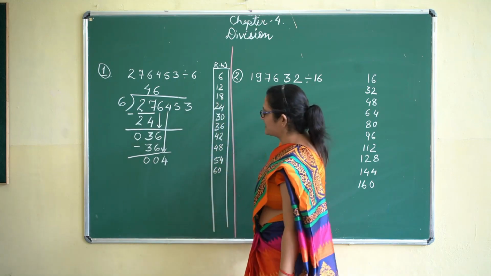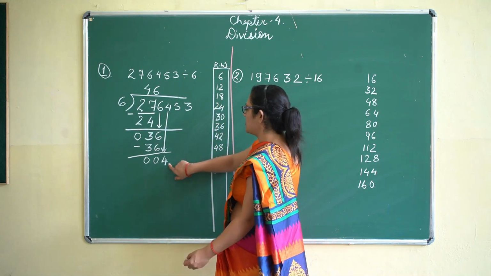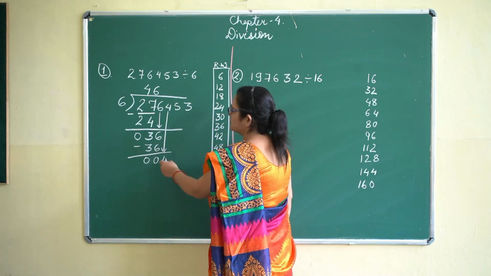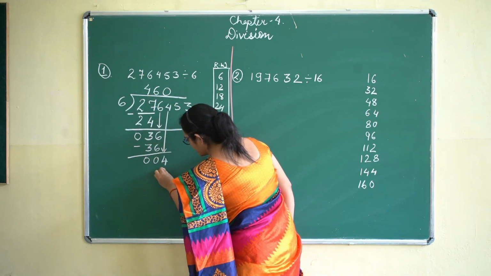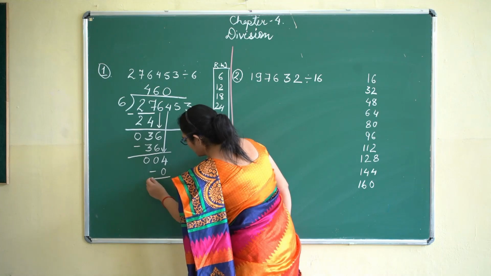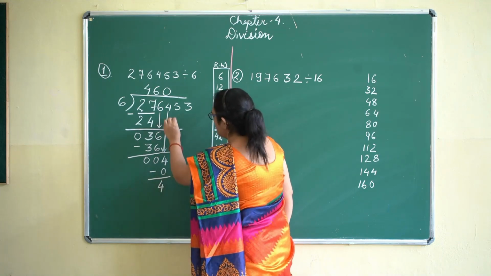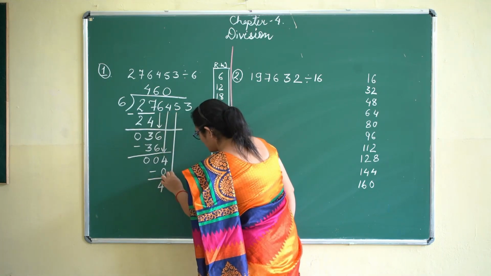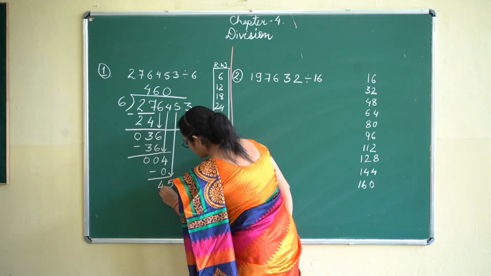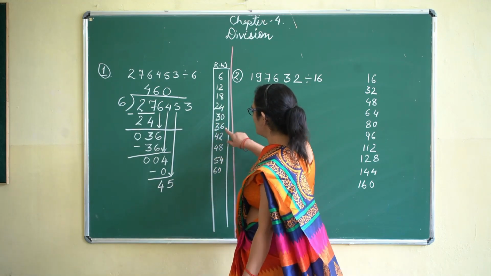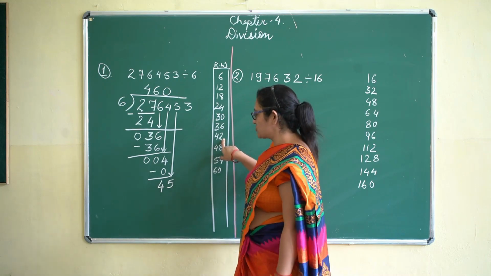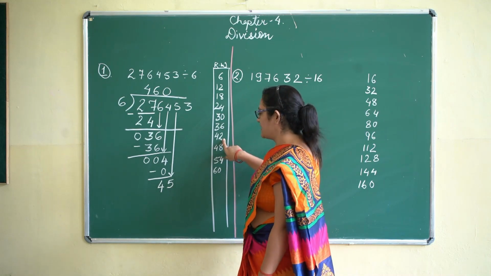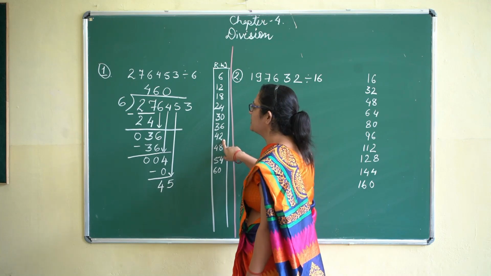In the table of 6, 4 doesn't come, and there is no smaller number than 4. So what will we write? 6 zeros are 0, 4 minus 0 is 4. Then we will bring the next number down, that is 5. In the table of 6, 45 doesn't come. So we will take a smaller number than 45, that is 42.